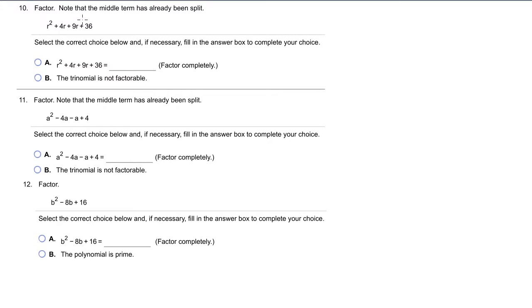In this example, the middle term has already been split. So for number 10, we're just going to factor this as r times r plus 4, and then I'm going to factor out a 9. We'll have r plus 4. So we'll get r plus 9 times r plus 4.